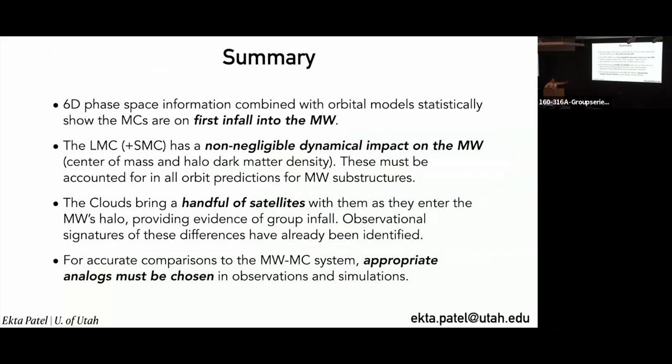And very, very importantly, I think in the last point is that for accurate comparisons to our own Milky Way and clouds system, we have to choose appropriate analogs in both observations and simulations. Because depending on how you slice the pie, you'll get very limited statistics, or you may not be able to answer your original scientific question. And so I'd encourage those who are interested in making comparisons to theory to be very careful on how you make your selection criteria if you want to understand the dynamics of these systems. So thanks for your attention.